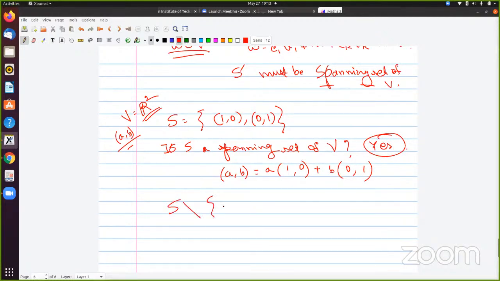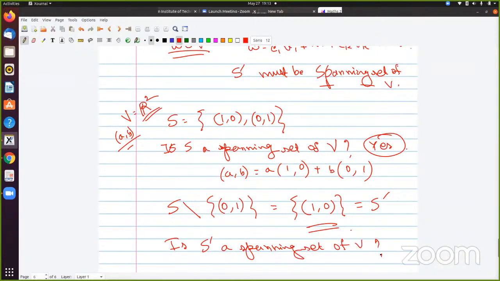Now what the question says, I have to eliminate one of the elements from this. So I am eliminating, suppose, 0 comma 1. So the new set I am getting is just 1 comma 0. This is my new set S prime. Is S prime a spanning set of V? No, sir. It can't be a spanning set.